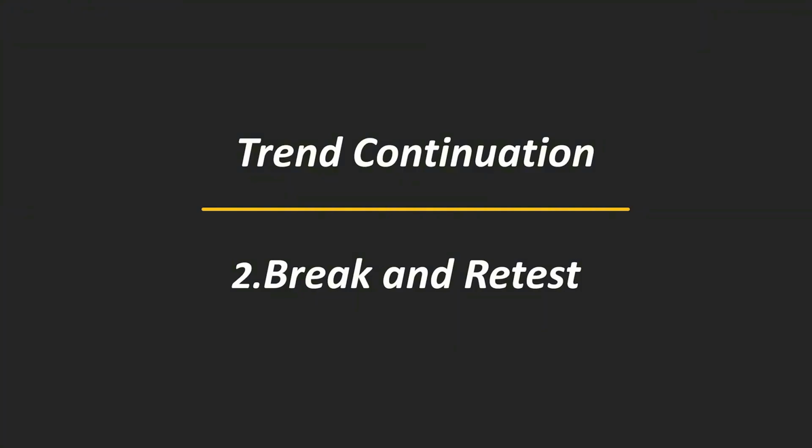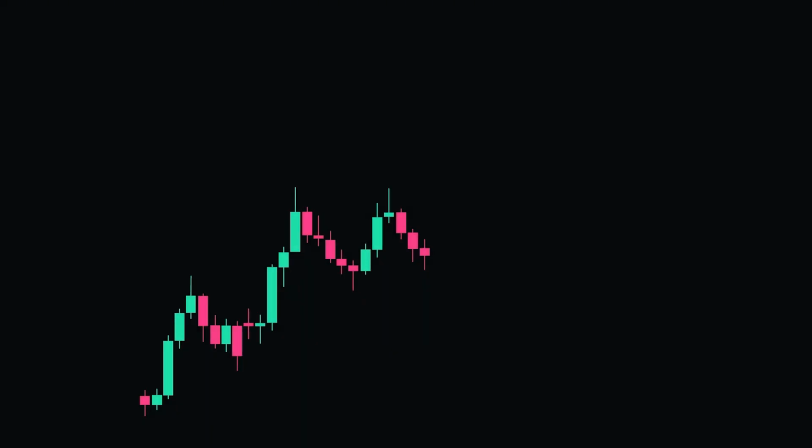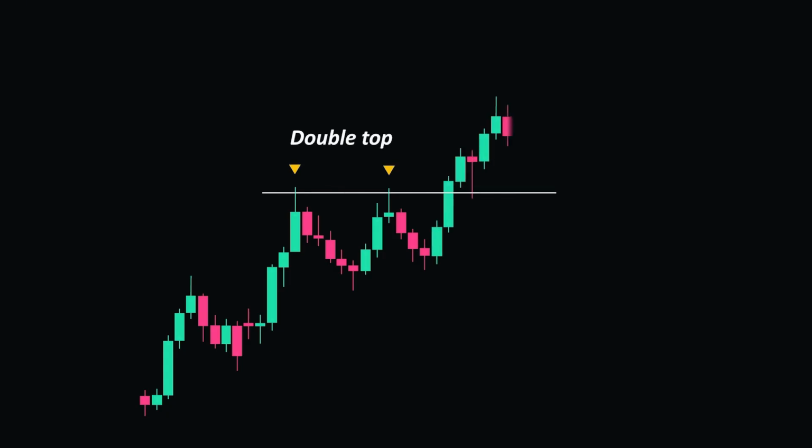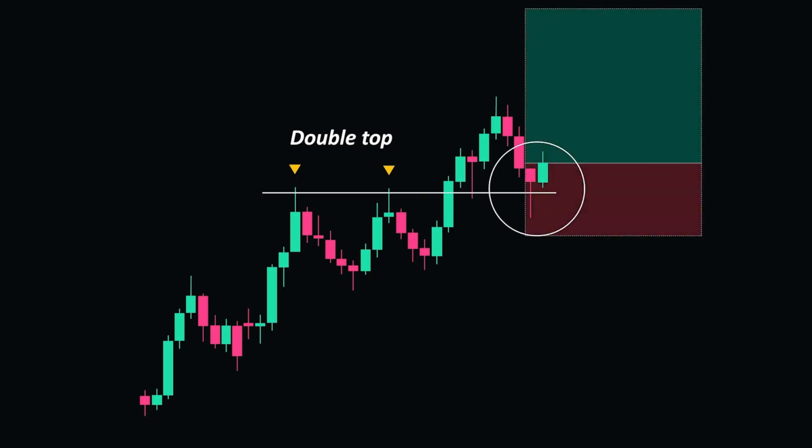Strategy 2 is break and retest. In a bullish trend, wait for the price to form a double top rejection pattern. When price breaks above this key level, wait for it to come back and retest the area. If the level holds and price shows rejection, like a long wick candlestick, we enter the trade and place our stop loss below the zone.